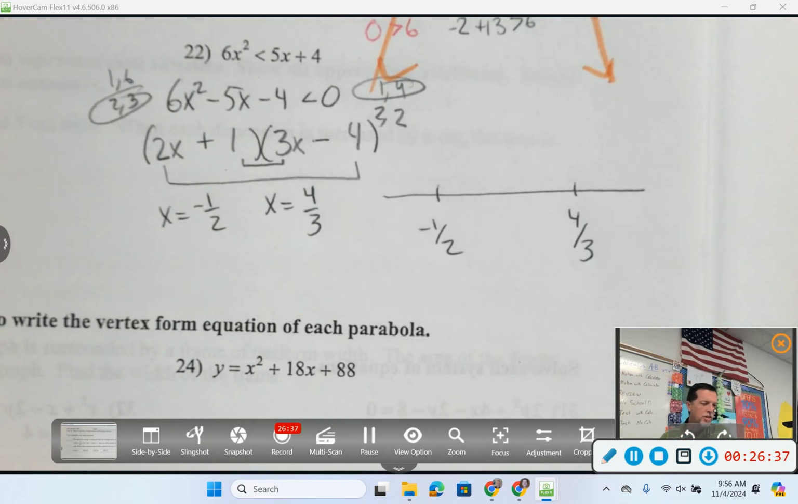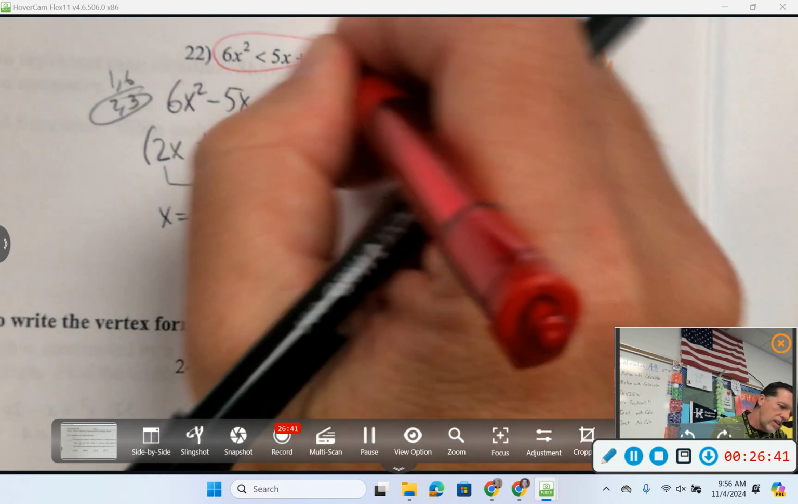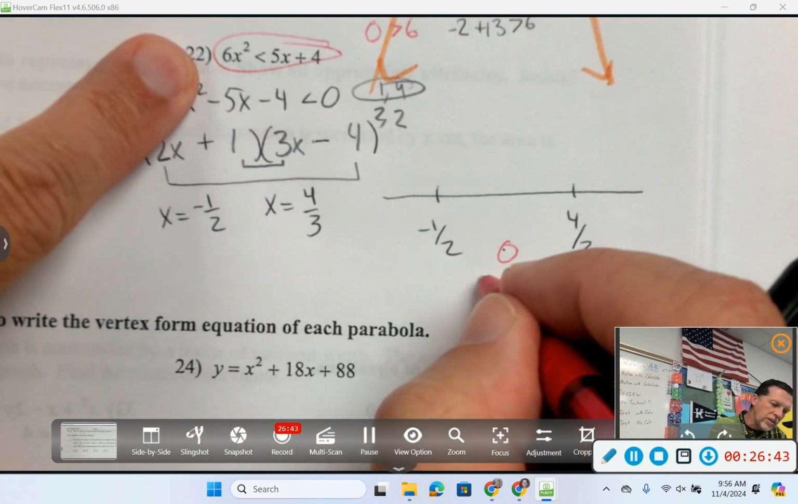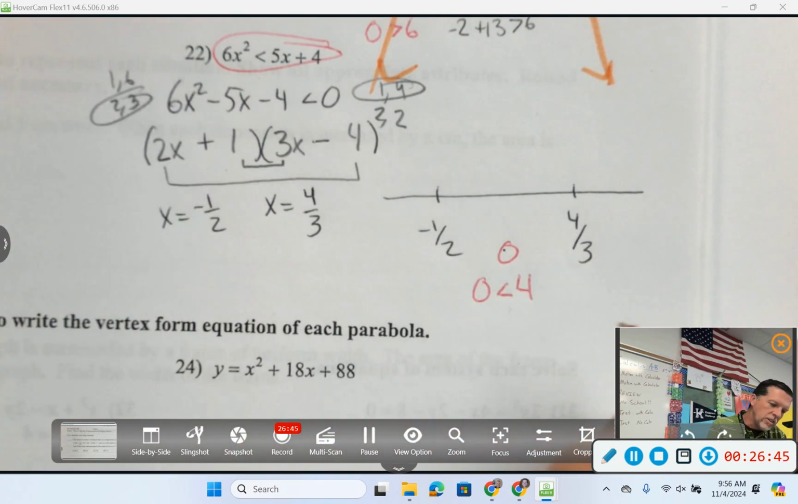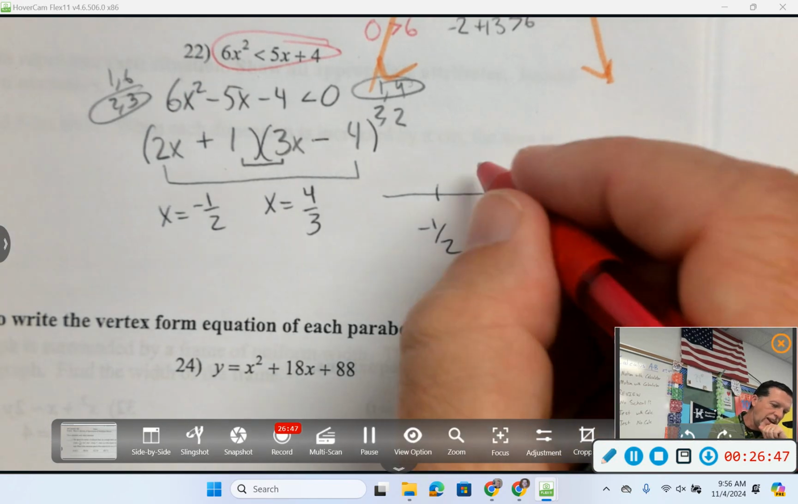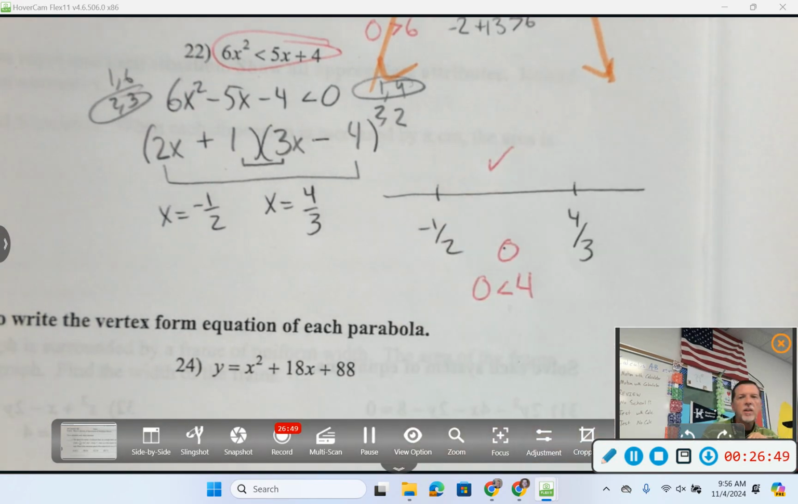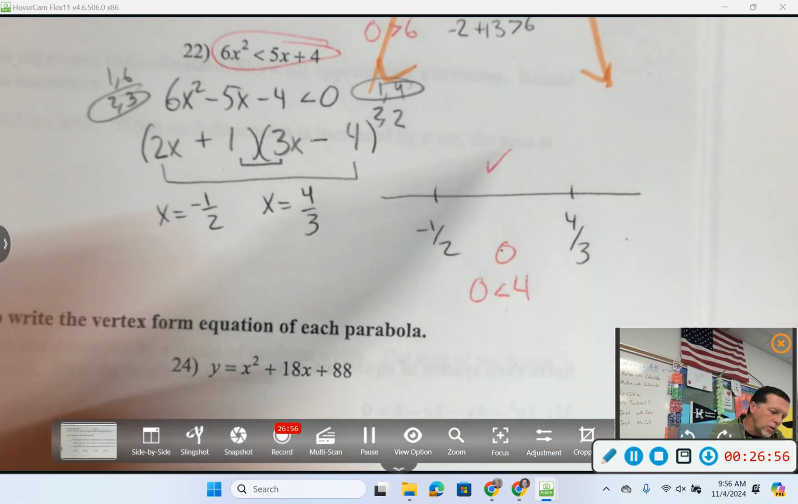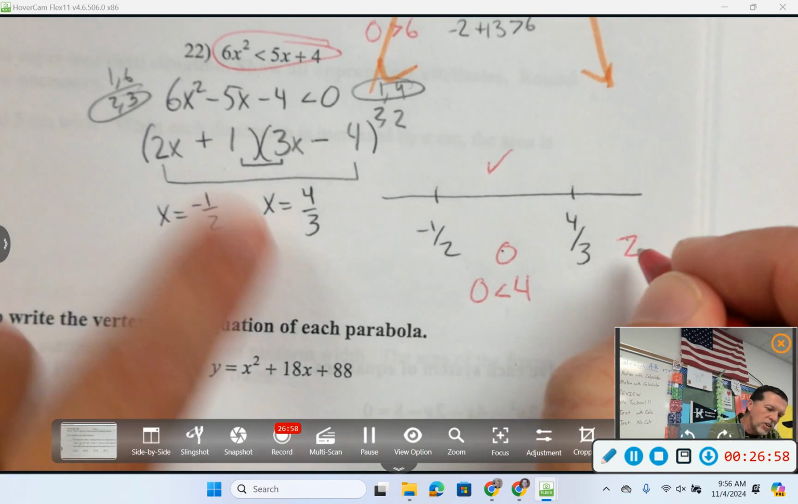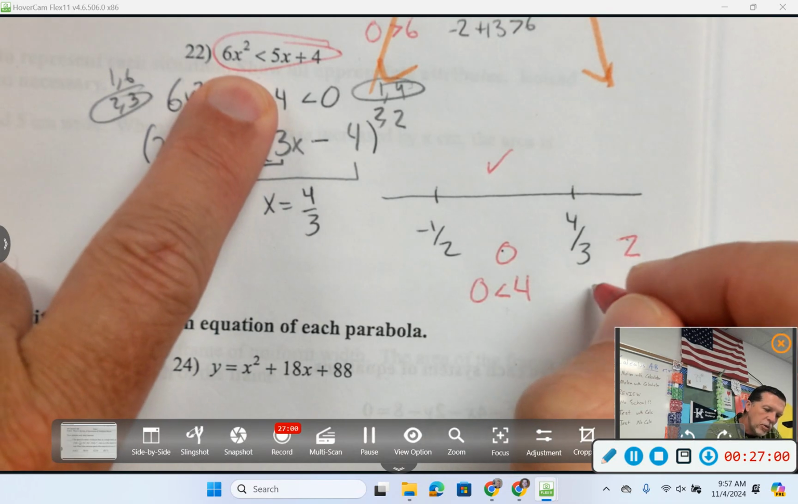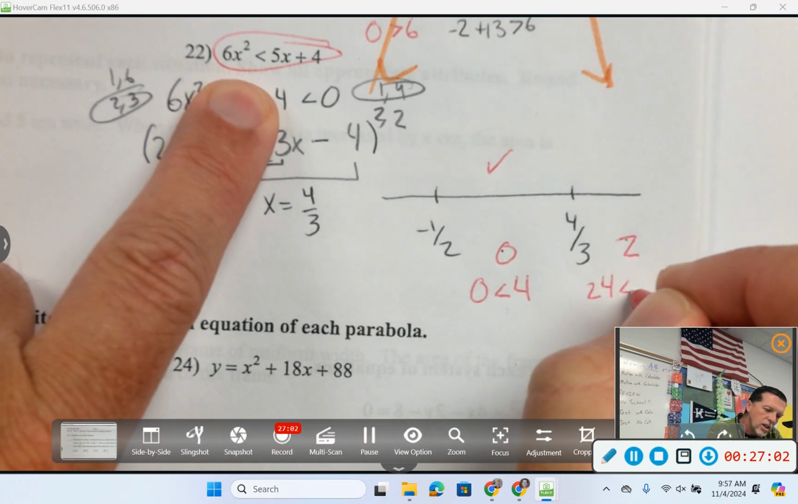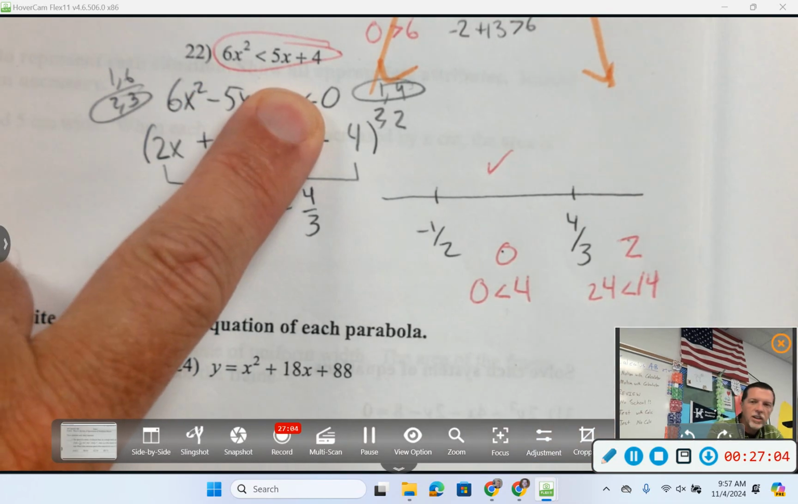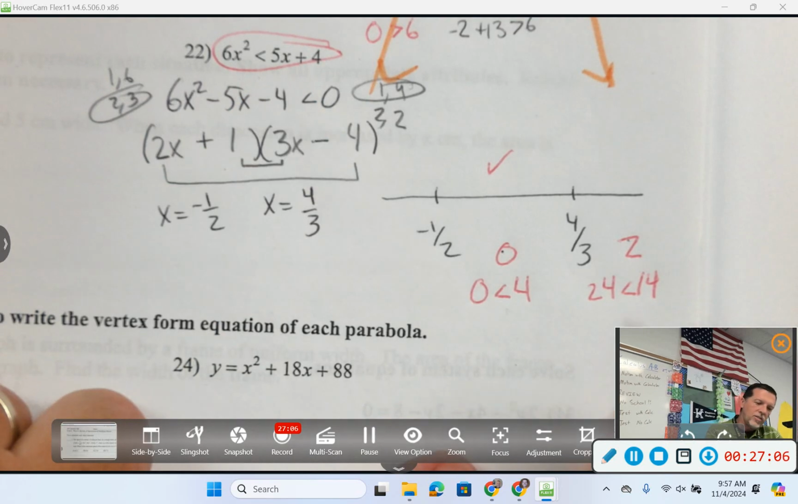0 is right in the middle, so that'd be a nice one to check. Again, I'm going to check it all the way into the original. 0 is less than 4. That is a true statement. I can alternate after that. I could also check 2, I suppose, if I wanted to be sure. 6 times 4 is 24. It's less than 14. 24 less than 14. That is not true.